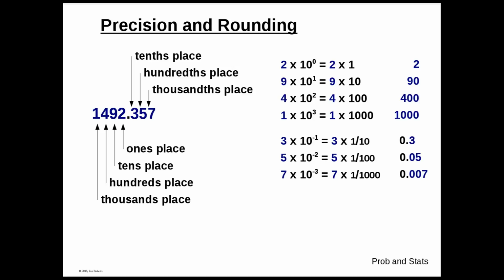If we were to take all of these values that we got from multiplying the digits times their place value and added them together, we would get the number 1,492.357, that value. That's the way our number system works.